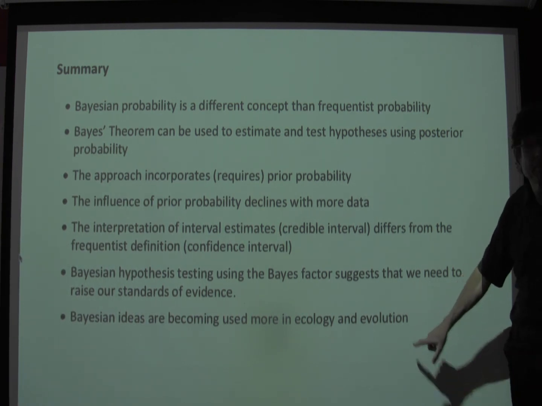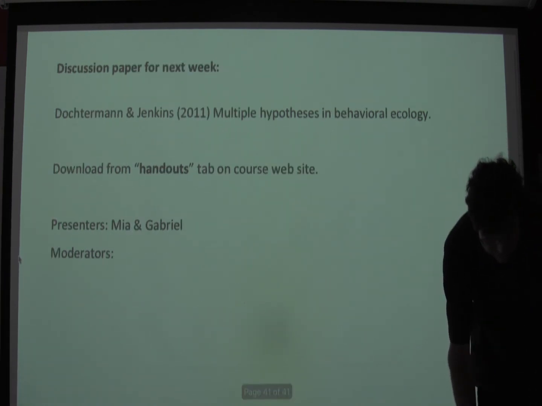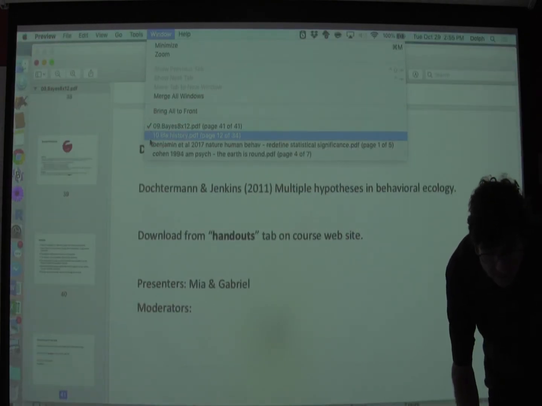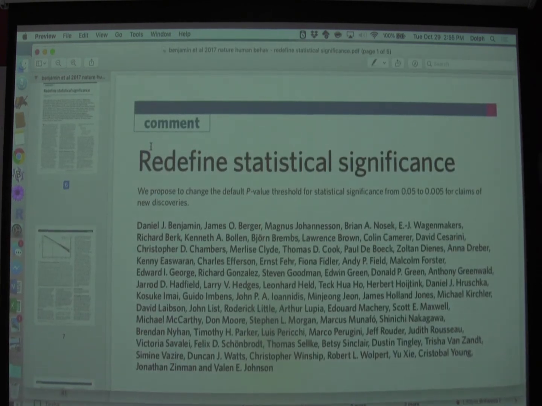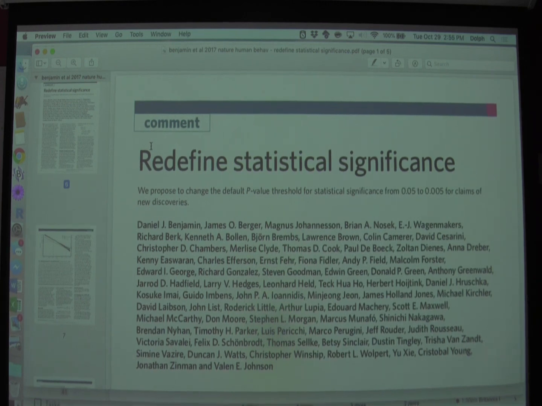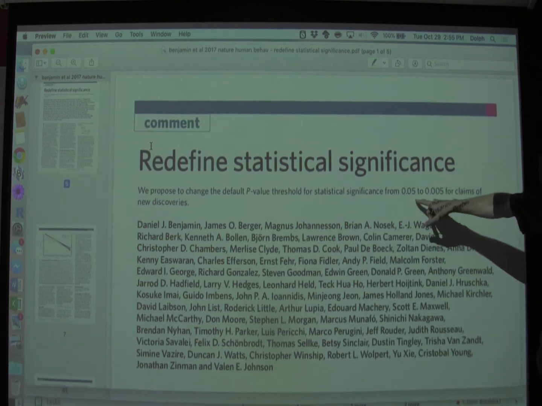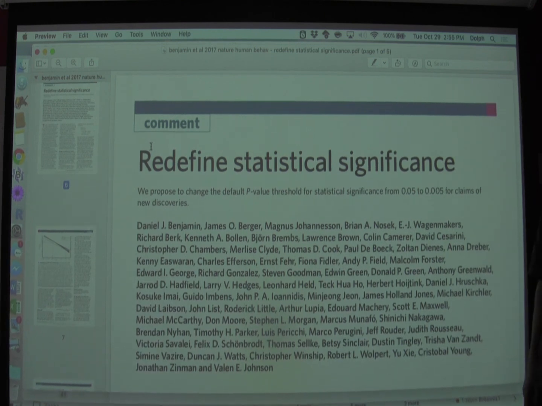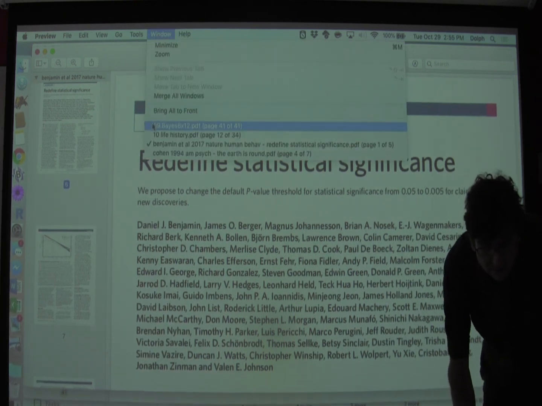And like it or not, Bayesian ideas are being used much more in ecology and evolution. I just wanted to point out another paper, again arguing for, this is in Nature Human Behaviour, another paper with many important names, again asking for a different p-value threshold, and they suggest that it should be 0.005, so we should revise it an entire order of magnitude. Actually, this did not go over well with all readers.